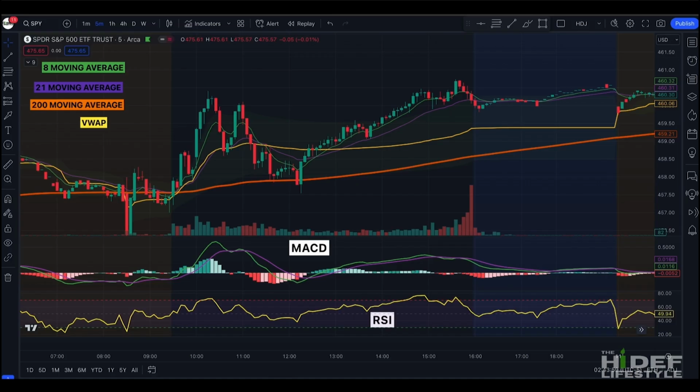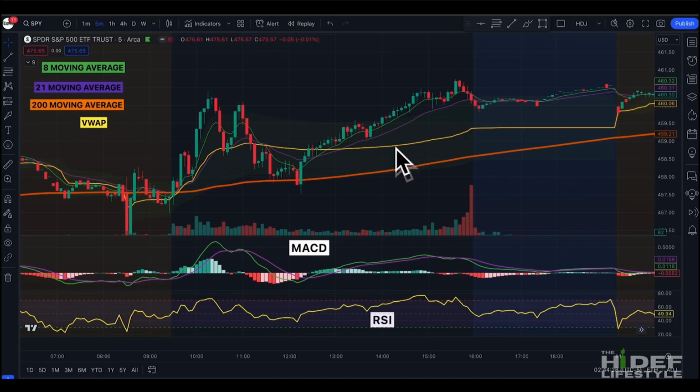What it does, well, that's what it stands for. Volume weighted average price. That's what VWAP stands for. And basically, VWAP is going to represent the price action throughout a single day's trading session. So it's not like the moving averages where it's going back a certain number of days and tracking that. This is relative to that particular day of trading.